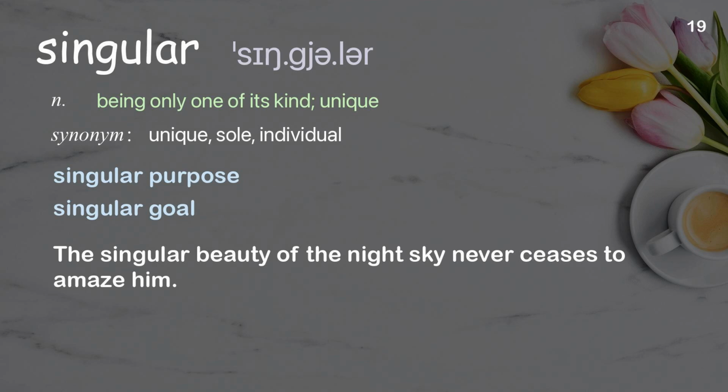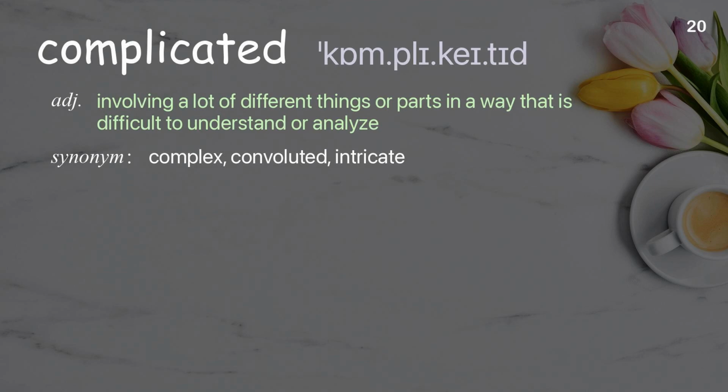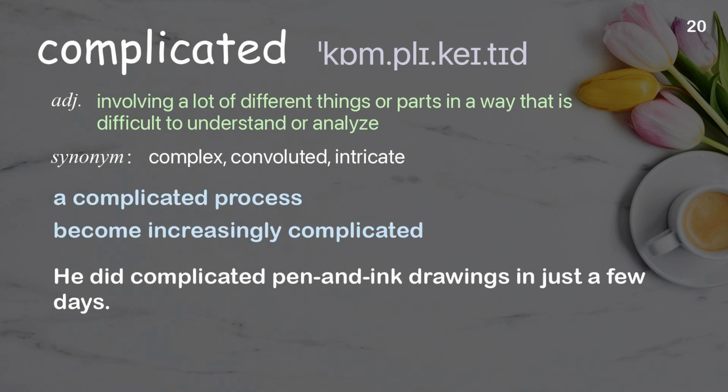Complicated. Involving a lot of different things or parts in a way that is difficult to understand or analyze. Examples: A complicated process. Become increasingly complicated. He did complicated pen and ink drawings in just a few days.